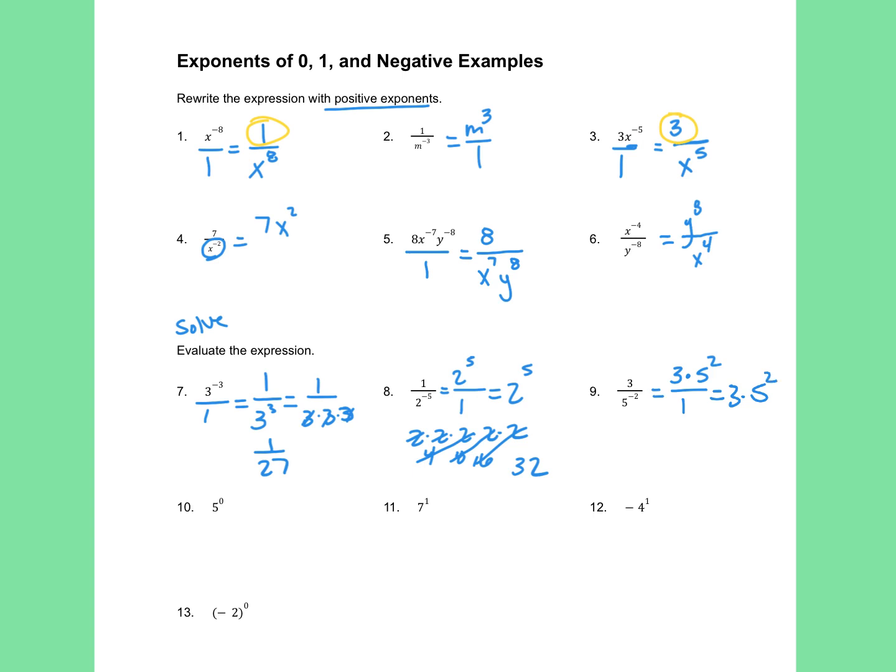So now I'm going to go ahead and do the 5 squared first. So 5 squared is 25, so that's 3 times 25. And then 3 times 25 is 75.